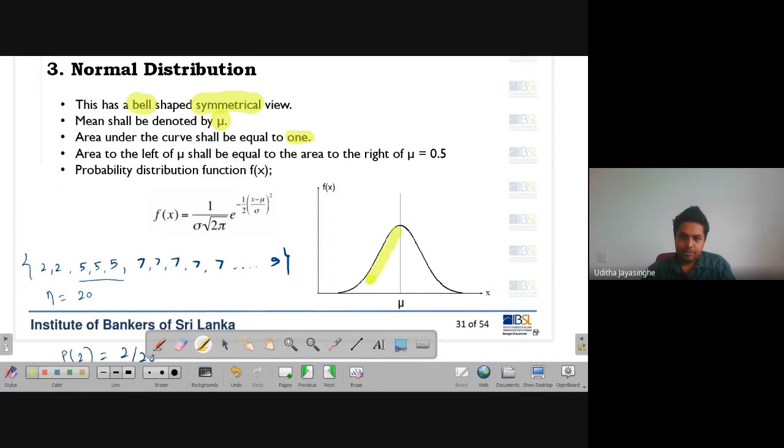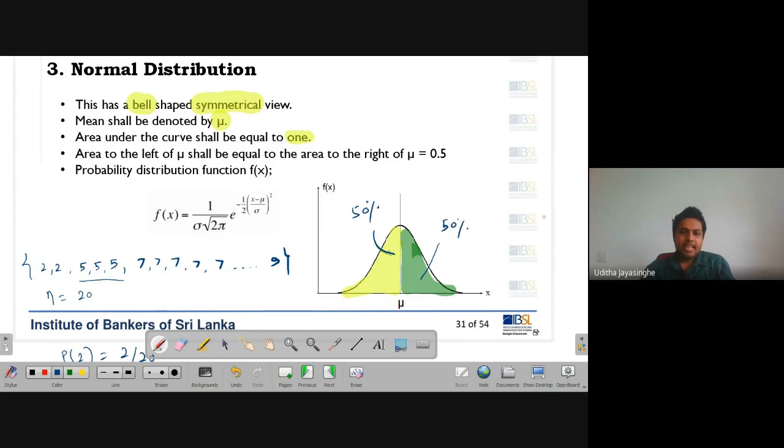The area to the left of the mu is going to be exactly equal to the area to the right of the mu. How come? It's simply because it is symmetrical. If it is exactly symmetrical and you can fold it along this mu line, then this area is going to be 50%, students, and this area is going to be 50%, and on the other hand this area is also going to be 50%.